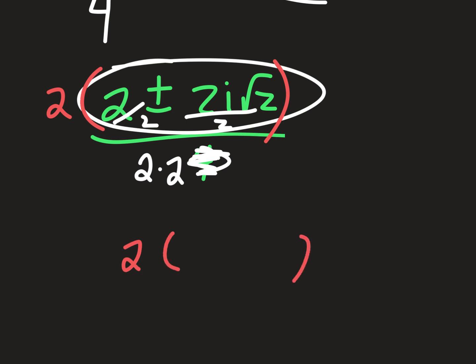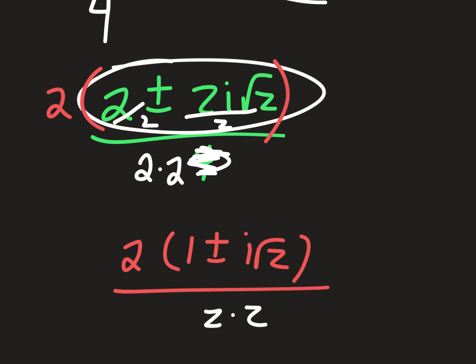1 plus or minus 1i square root of 2. I'm just going to say i, because 1i and i are the same thing. Square root 2. Good. All over 2 times 2. There.